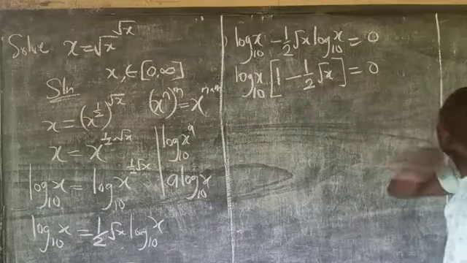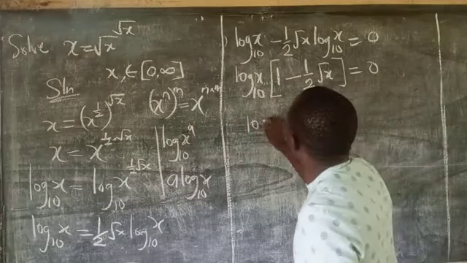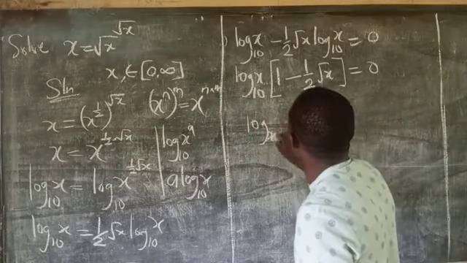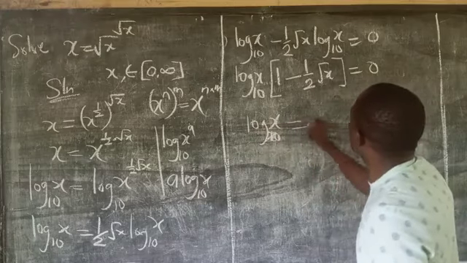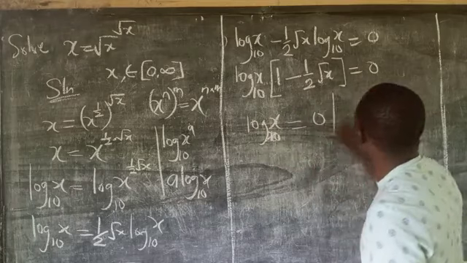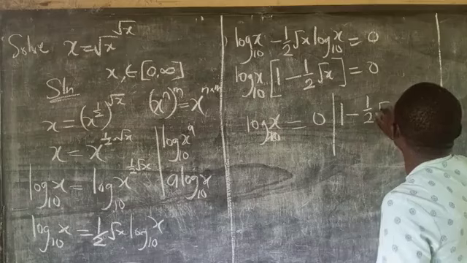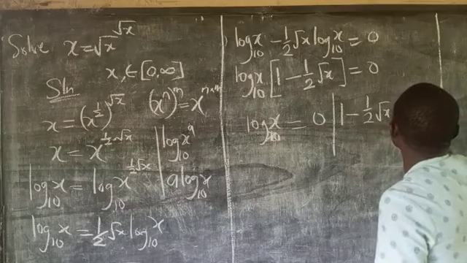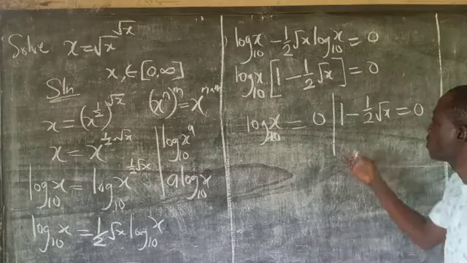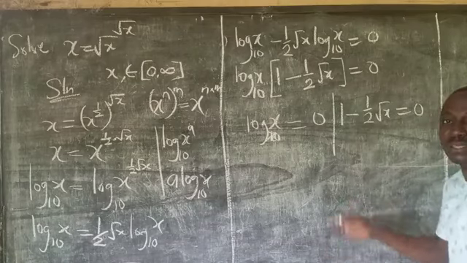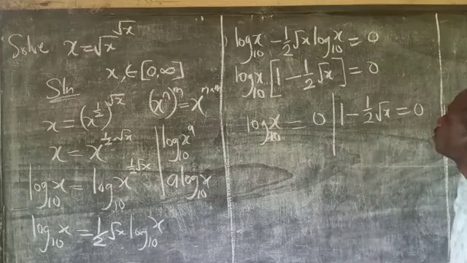Now from here, we can either say log to base 10 of x is equal to 0, or 1 minus 1 over 2 root x equals 0. These are the two possible values of x that we can derive from here. So we will deal with them one case after the other, first case, second case, you know.